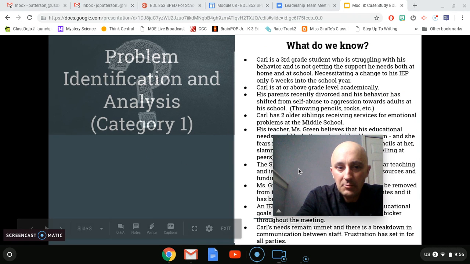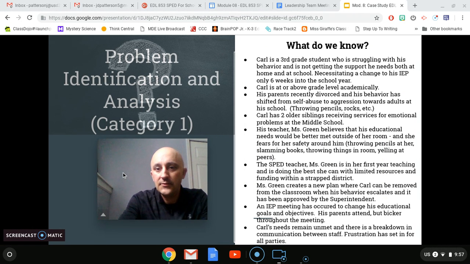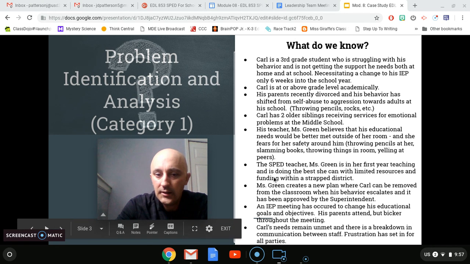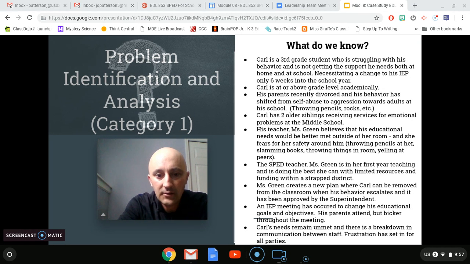Category 1 is problem identification and analysis. So what do we know already? First off, we know that Carl is a third grade student at the Fulton County School District who's having some trouble with his behavior. We're 6 weeks into the school year and already needing a change to his IEP. Academically, Carl is doing really well. He's right there with his peers, and he doesn't qualify for full-time services for his behavior needs either.